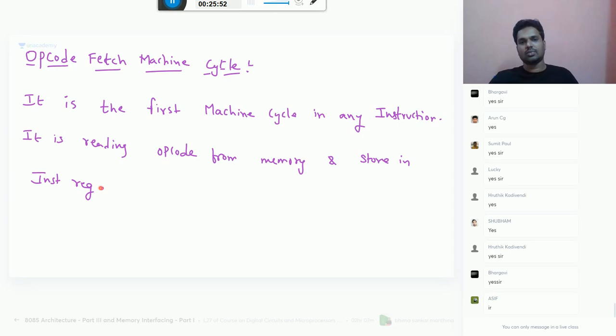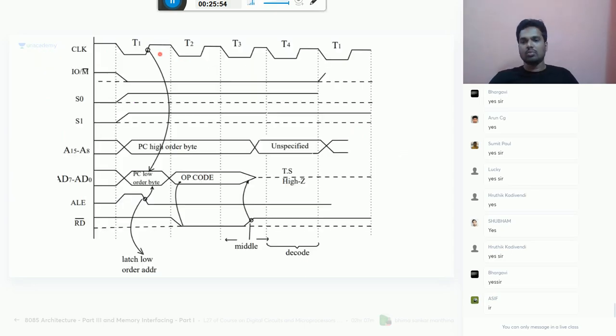So for doing that job, the computer requires 4 T states. The 8085 requires 4 T states. In these 4 T states, 4 T clocks, what job is done in each T state is explained with the help of this timing diagram.